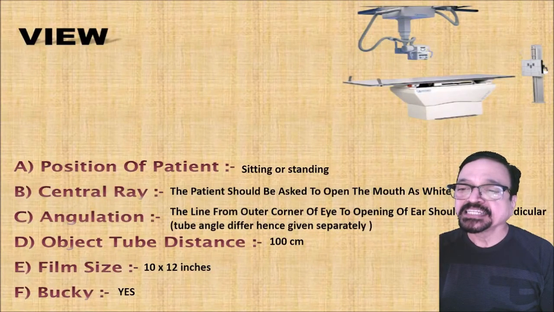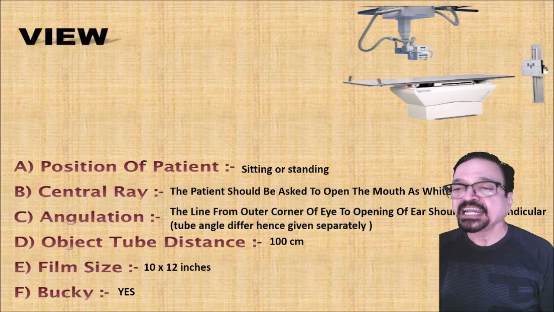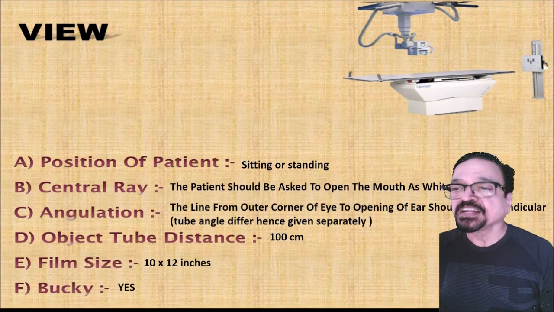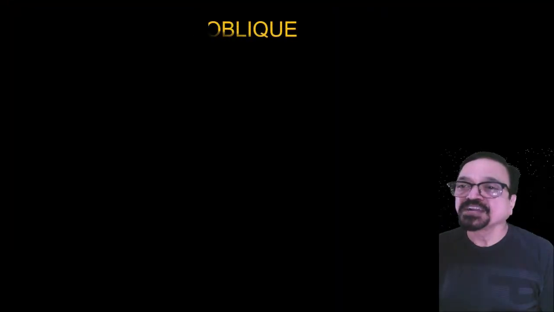So let us summarize it. Patient's position: sitting or standing. The patient should be asked to keep the mouth as per the instructions. Then the line from the outer corner of the eye to the opening of the ear should be perpendicular. Again, we are seeing the tube angle differs as per the indications, and there can be different projections; different details can be achieved with the help of different angles.